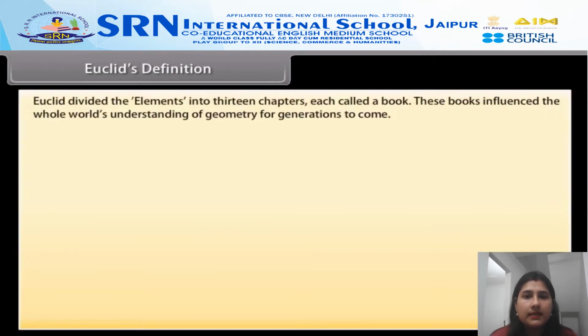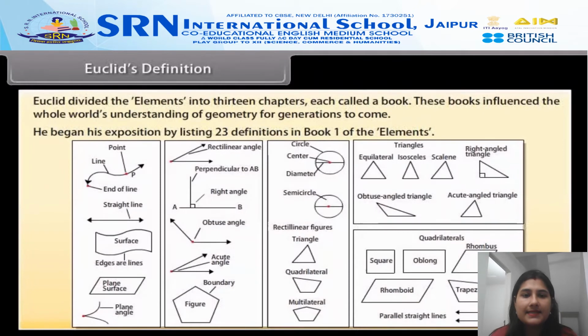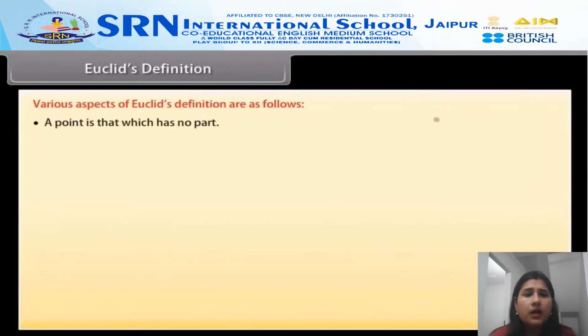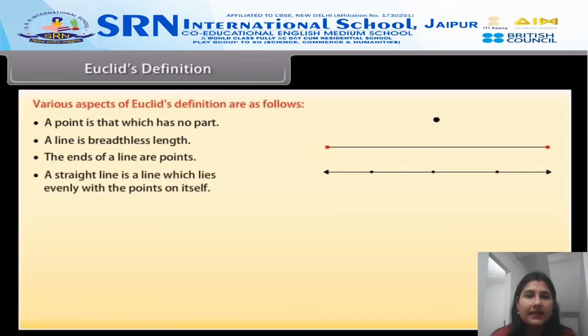So now see the Euclid definitions. Euclid divided the Elements into 13 chapters, each called a book. These books influenced the whole world's understanding of geometry for generations to come. Various aspects of Euclid's definitions are as follows. A point is that which has no part. A line is breadthless length.